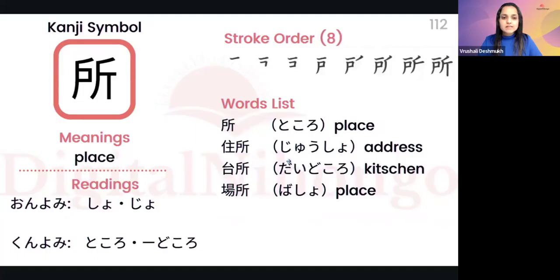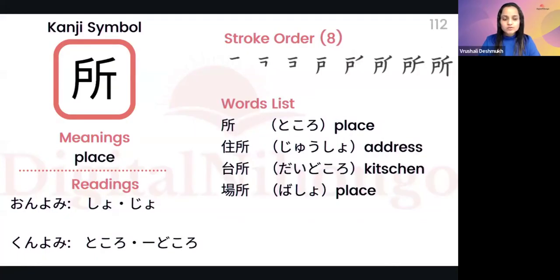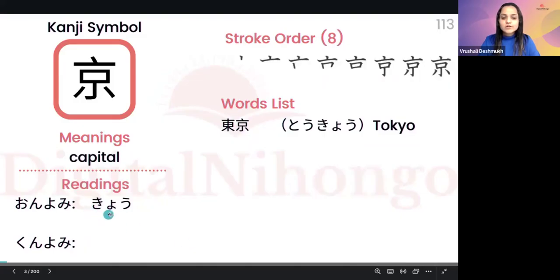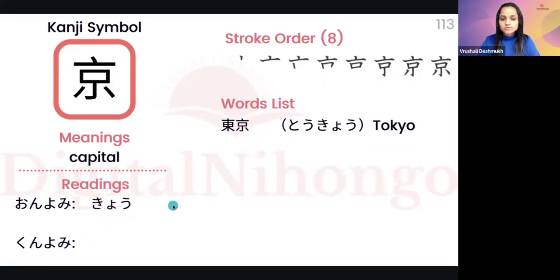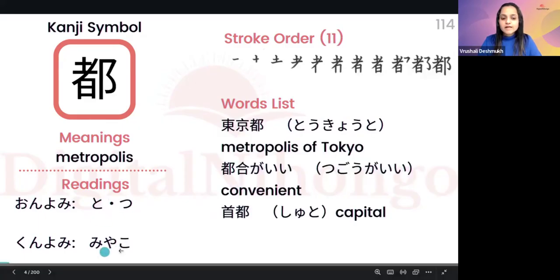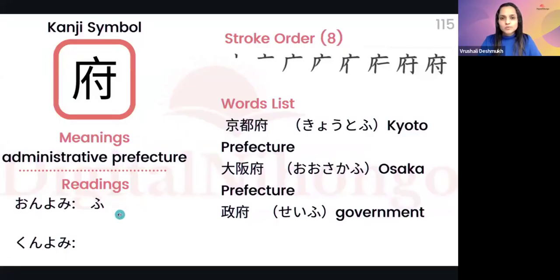So today we have seen these 5 kanjis. Sumu or ju. Then sho, jo, tokoro or dokoro. Then kyo. Remember, there will be many kanjis with the same reading. For example, the word kyo has two kanjis, so you should be very careful. Then to, tsu, and miyako. And the last one was fu.